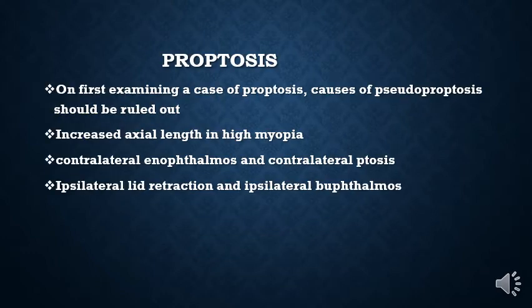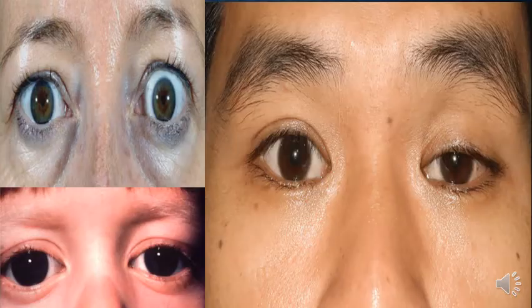On examining a case of proptosis, the causes of pseudoproptosis should be ruled out. The causes of pseudoproptosis are ipsilateral eyelid retraction, contralateral ptosis, and ipsilateral buphthalmos. You can see here the left eye appearing as a proptotic eye because of this eyelid retraction.